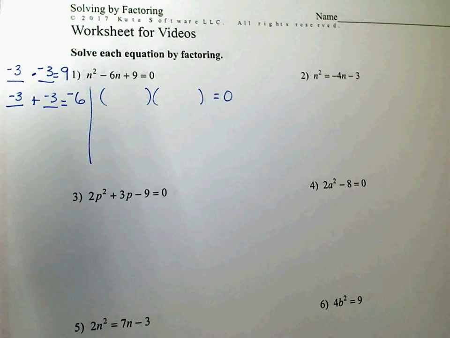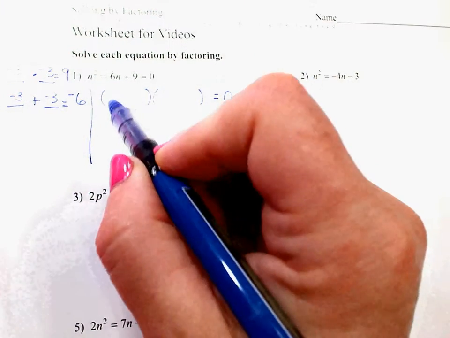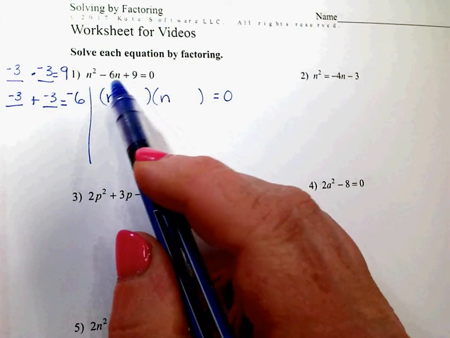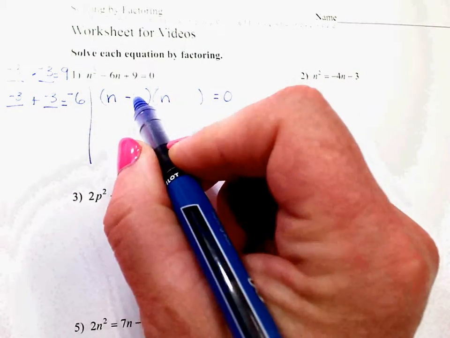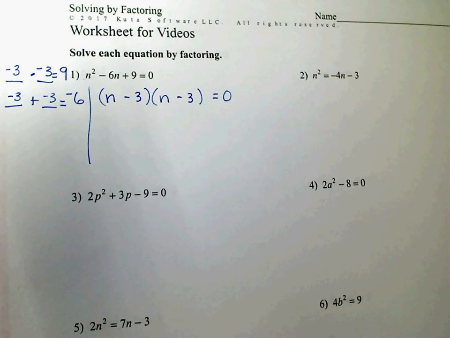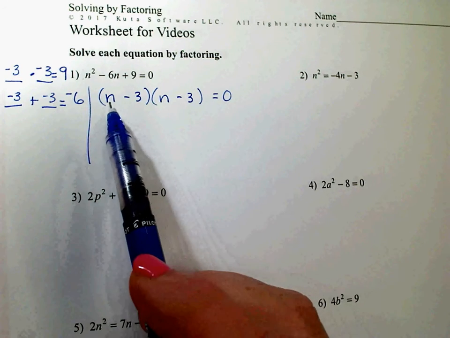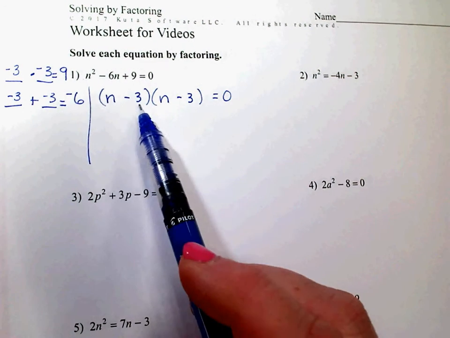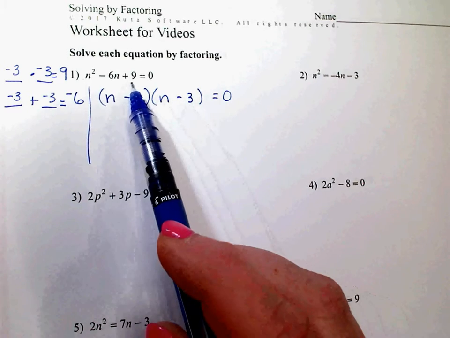For the n squared, at the beginning, I'll use n times n. And we already figured out that for the 9 and the negative 6, we'll use a negative 3 and a negative 3. Now you can look at this and know that you have it factored correctly, because n times n is n squared. Negative 3 times negative 3 is positive 9.